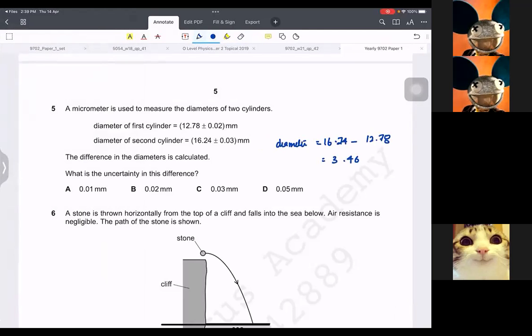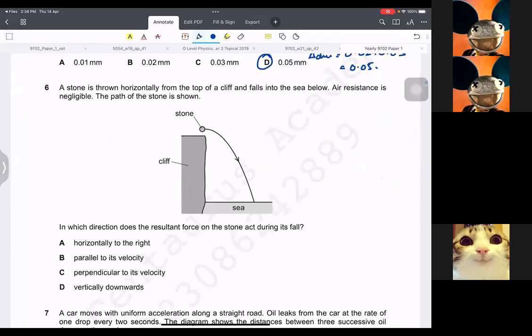Oopsie. That is not fair. Uncertainty is always added. So whether you take the difference or you take the sum, uncertainty is added up. So this has to be 5 millimeter. It has to be 5. D. Okay.